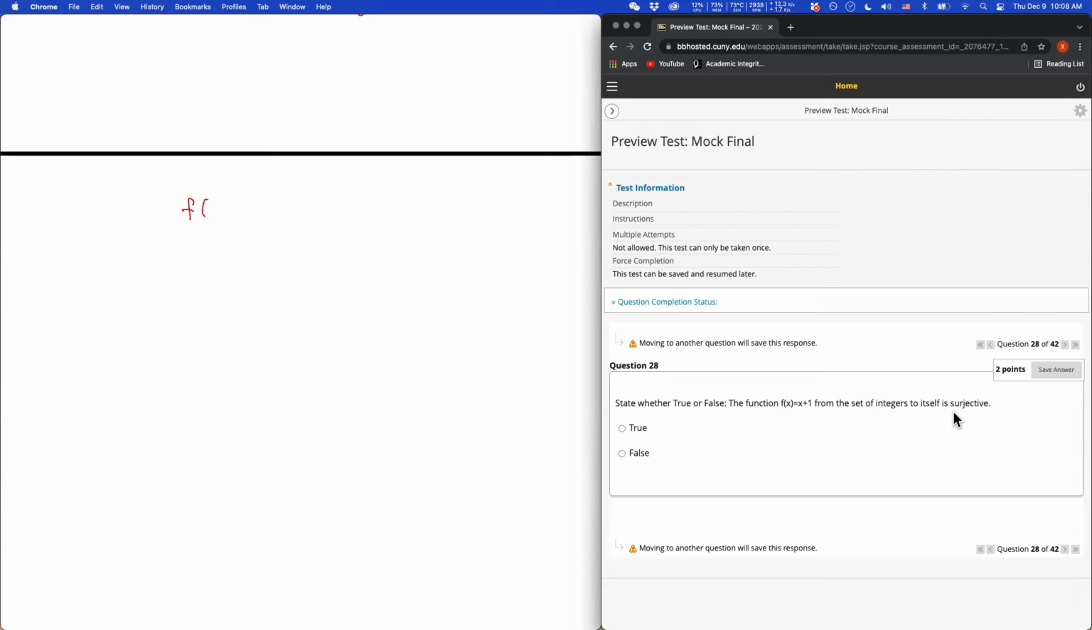Well, you have f of x equals x plus 1. Now to show it's surjective, that means for all b there exists a where f of a equals b. Well, you want to solve for a. So for all b, you want to solve for a, where a plus 1 equals b. Then for all b, you can find a where a equals b minus 1. And since b is an integer, an integer minus 1 is also an integer. So we know this is true.